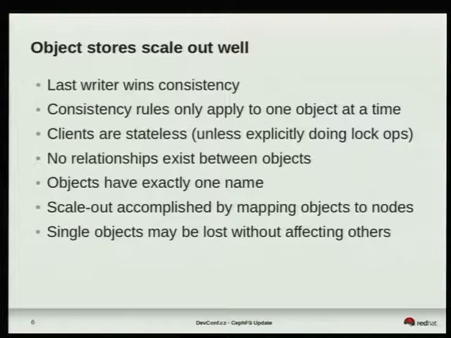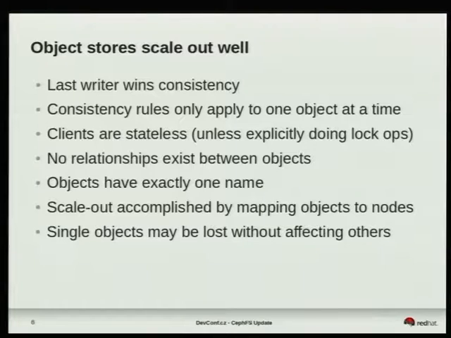So in order to talk about file systems, it's worth talking about why they exist, why we want them, and how different they are to the other types of storage. So object storage is the easiest thing to scale out. You can have very simple consistency rules. You're just doing puts and gets, and whoever put most recently is the person whose data is going to appear in the system the next time you read it. Your consistency rules are local to a single object. You don't have to worry about relationships between objects for the most part.